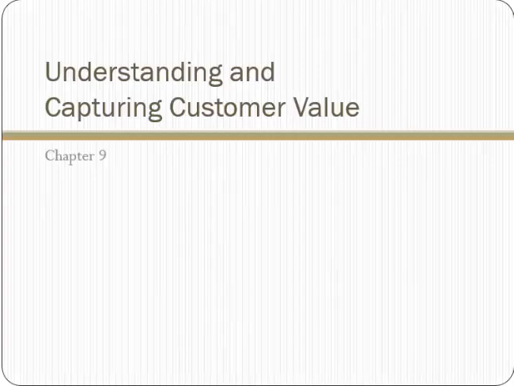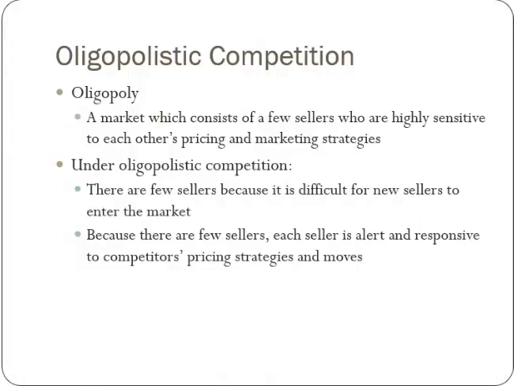Chapter 9 is about understanding and capturing customer value. What is it that you need to do to get yourself as large a market share and a larger profit margin as you can? So we're going to discuss various types of pricing and competition in this chapter. The first type is oligopoly, or the oligopolistic.